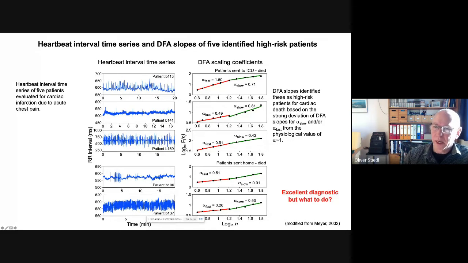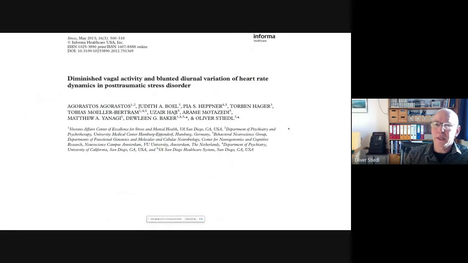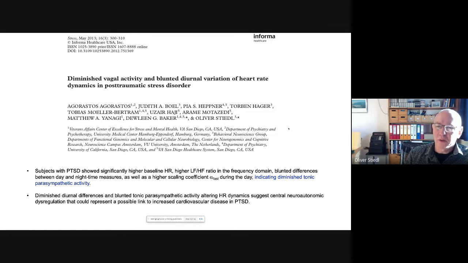And of course, what happened is we have an excellent diagnostic, but we don't know what to do, because it comes from the central autonomic system. We, in the meantime, have used these approaches for the first time in this paper, and thereafter again, where we could nicely show that PTSD patients seem to have a diminished tonic parasympathetic activity during the sleep phase, which distinguishes these from the normal patients only in the night phase.